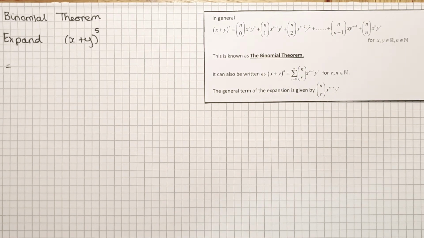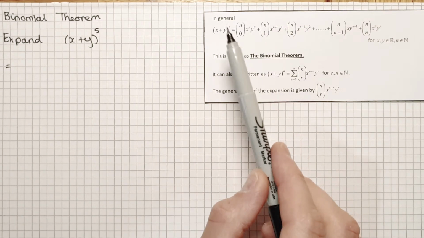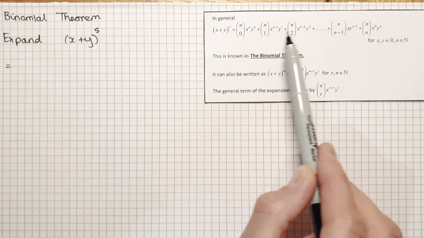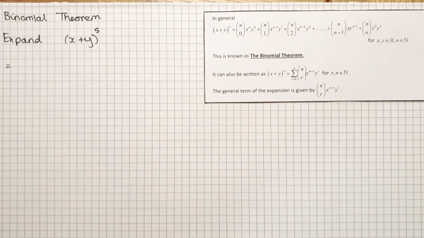So hopefully, having done the reading, you should be familiar with the notation that we're going to be using today. There's brackets, the n and the 0, n, the 1, etc. We're going to be using that notation today, and we're going to use the calculator to help us get the coefficients of each different term within the binomial expansion.